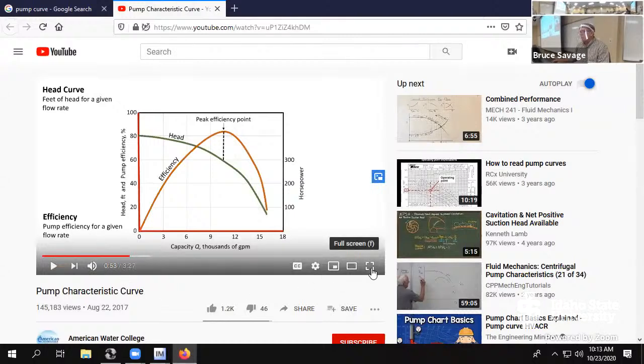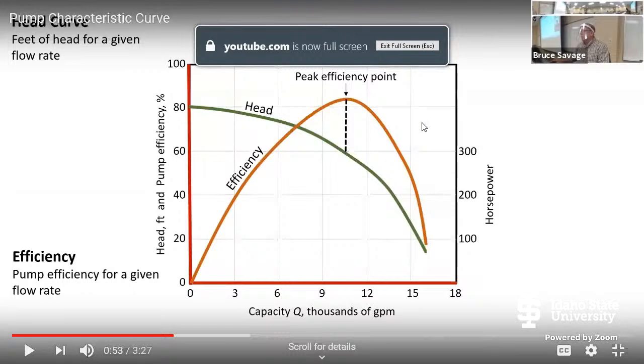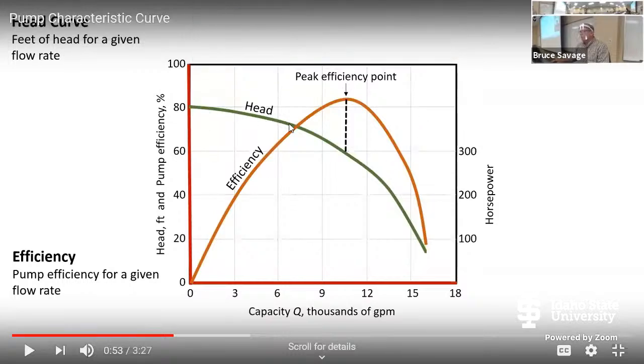So sometimes this is how the efficiency is shown. Here's the pump curve, the green line, and this red or orange line is not the system curve, that's the efficiency curve. How do you read that? Everything is based on the flow rate. So if I'm doing 9,000 gallons per minute, I would come up here at 9, and that would be my operating point if my system curve came up and crossed right through there.